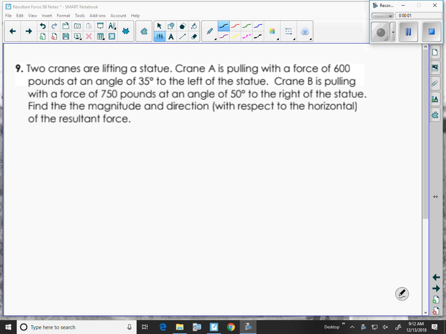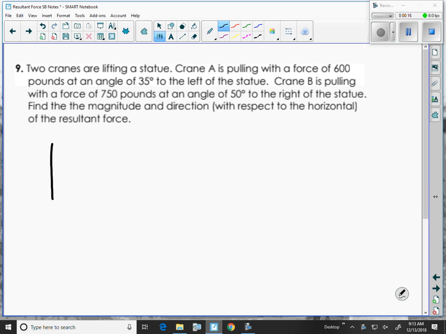Pounds at an angle of 35 degrees. Okay, so we have a stack shoe. One side is 35 degrees away, and then crane B is at a force of 750 pounds at an angle of 50 degrees to the right. Okay, so let's go ahead and draw this.